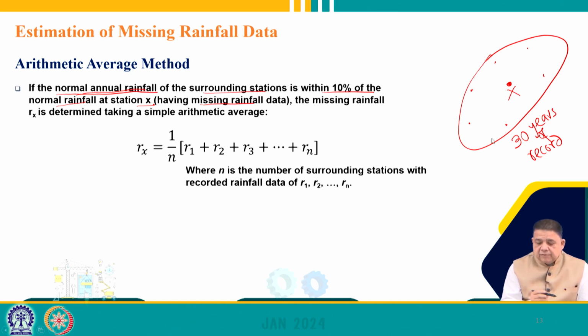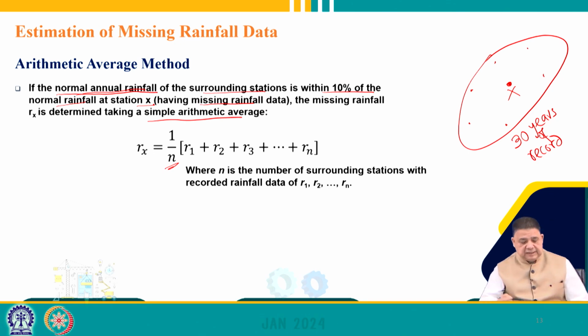And if the normal rainfall of station X is within 10% of the normal rainfall of surrounding stations, then basically we can take a simple arithmetic average of the data recorded at the neighboring stations to fill that missing record in the station. So, that is pretty simple. In that case, R1, R2, and so on, the sum we obtain and divide by the number of neighboring or surrounding stations.